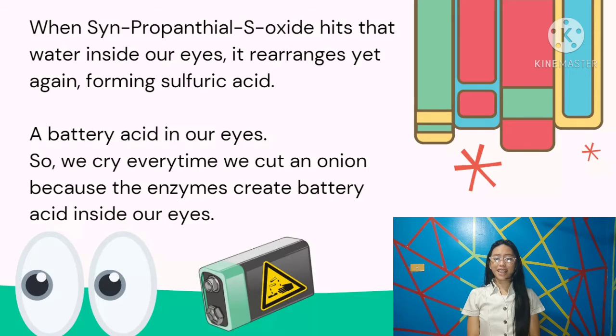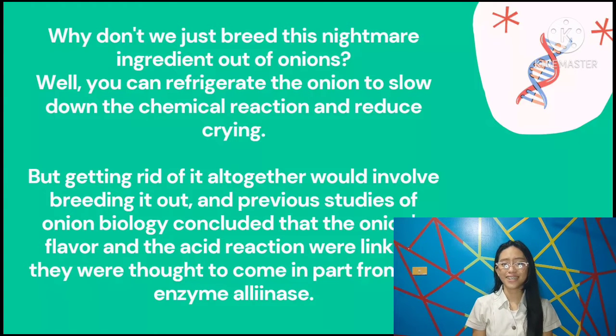When syn-propanethiol S-oxide hits the water inside our eyes, it rearranges yet again, forming sulfuric acid. Imagine this, battery acid inside our eyes. Crazy, right? So we cry every time we cut an onion open because the enzymes create battery acid inside our eyes.